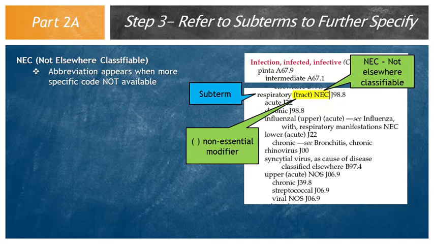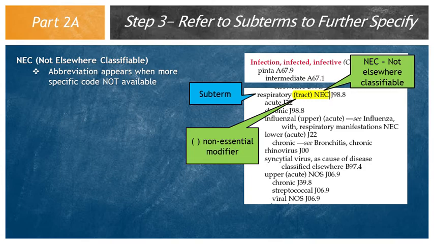Hopefully you are able to easily find the subterm respiratory indented below the main term infection. Let's take a minute to look at the entry for respiratory. Notice to the right of the subterm respiratory is the word tract in parentheses. Again, the parentheses indicate tract is a non-essential modifier providing supplementary information. There is also an abbreviation, NEC, which means not elsewhere classifiable. This abbreviation appears when more specific codes are not available.